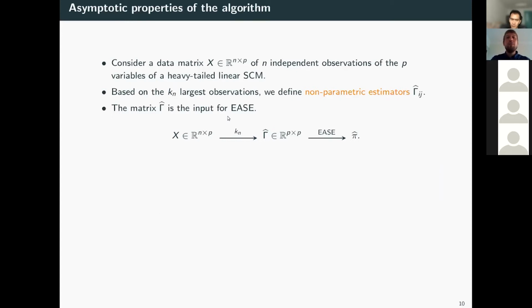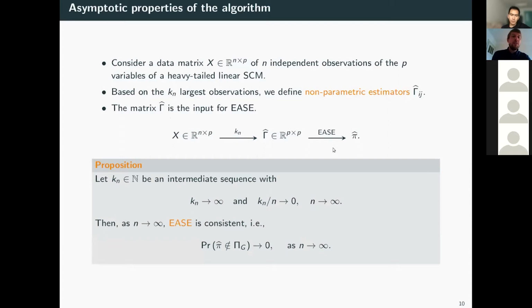Of course, in practice, we will have to estimate these coefficients. And we assume that we have n independent observations of these p variables of this linear structural causal model. And since we're only looking at the extremes, instead of n observations, we'll only use the kn largest observations, so just a small proportion of the extreme values. This is kind of a tuning parameter. We then define a very simple non-parametric estimator of gamma called gamma hat, and we use gamma hat as the input of the EASE algorithm. This will give us an estimation of the causal order of the p variables based on the extreme observations.